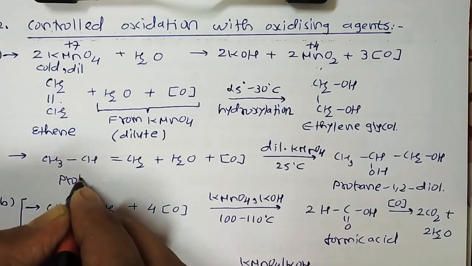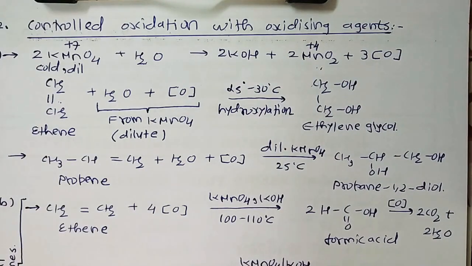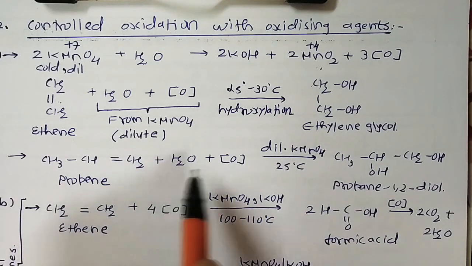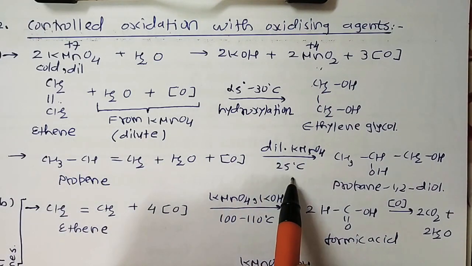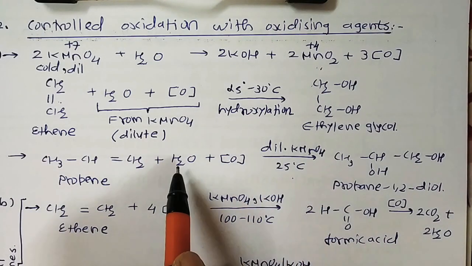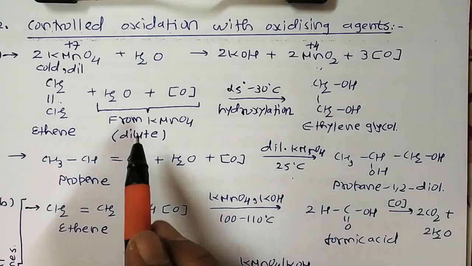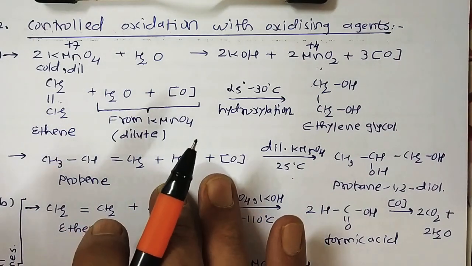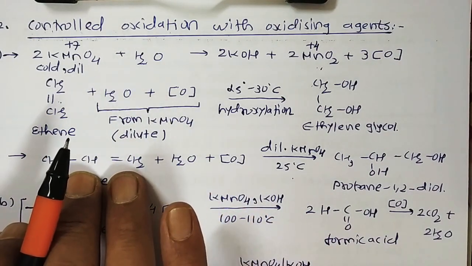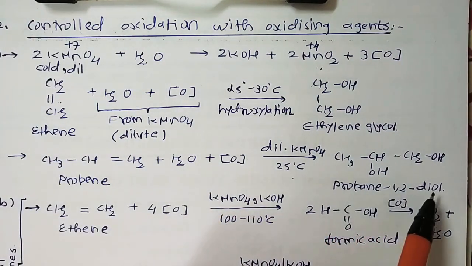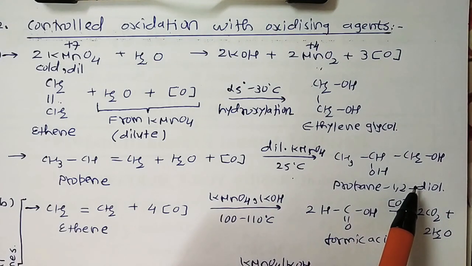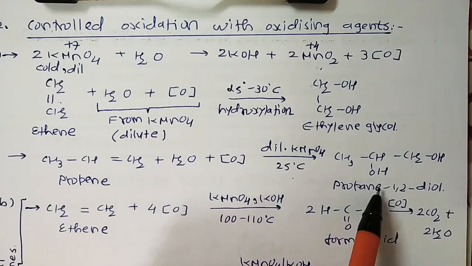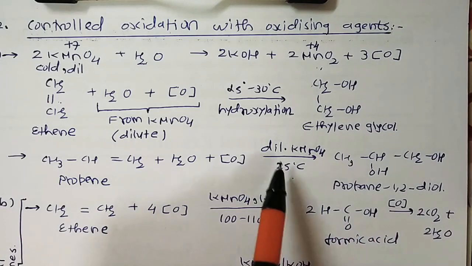Now we switch over to propene. When propene is reacted in the same way with dilute KMnO4 at 25 degrees centigrade, from dilute KMnO4 we get H2O and nascent oxygen, and this nascent oxygen hydroxylates the double bond position, so we get a 1,2-diol, sometimes called a vicinal diol or 1,2-glycol. So we get the product propane-1,2-diol. This reaction is also called a hydroxylation reaction.